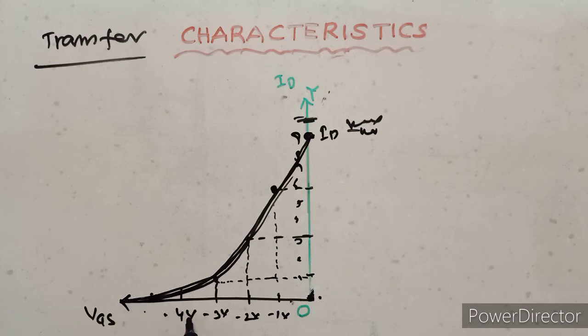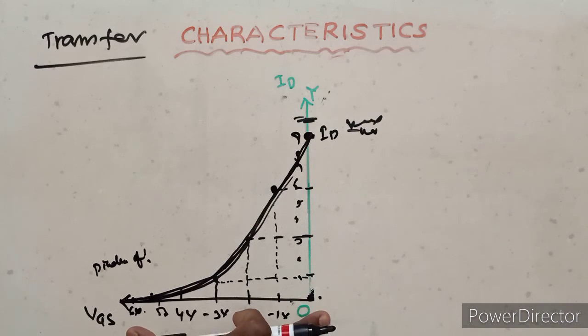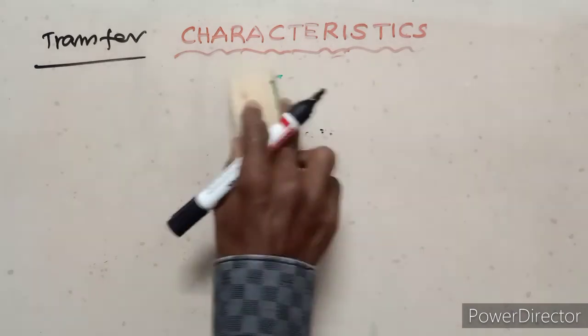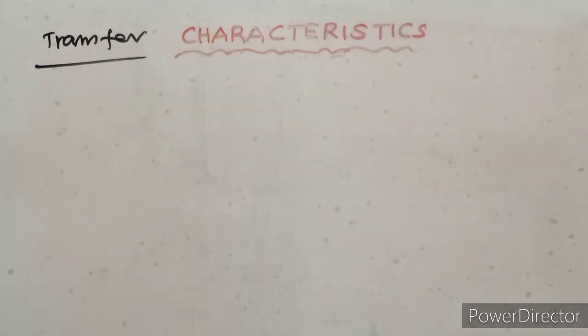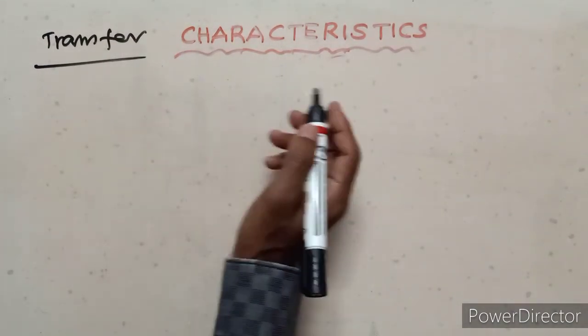Here this is 4 volts, this is 5 volts, this is 6 volts. At 6 volts the channel is completely reduced. So this voltage is called the pinch off voltage. Here the drain current becomes equal to 0. Okay, this is the transfer characteristics.